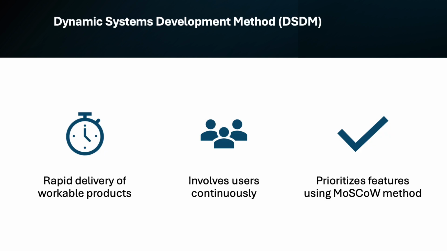Next is Dynamic Systems Development, DSDM, a comprehensive Agile framework that covers the entire project lifecycle and emphasizes business needs, strict timelines, and budget control. An example of this, a financial organization deploys DSDM for a critical regulatory compliance project, focusing on frequent deliveries, stakeholder collaboration, and fixed deadlines to ensure compliance is met on time.